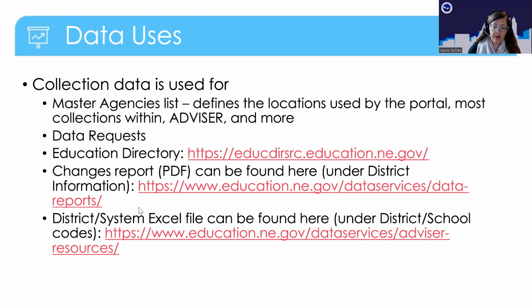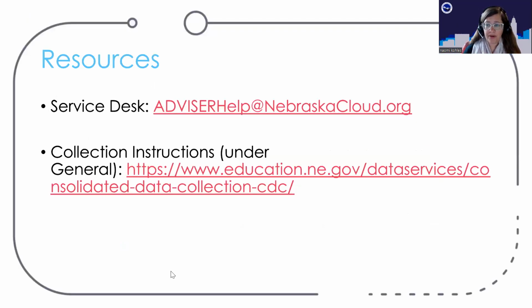And then lastly, we also offer an Excel file, and again, I've linked it here, that lists every school district code that comes out of this master agencies list. And this can be really helpful if you are trying to see what other school numbers are. Like let's say you're at ESU and you want to see one of your school districts and what their school building numbers are. You can look at the Excel list and have all of that easily accessible to you. So a couple of resources for you.